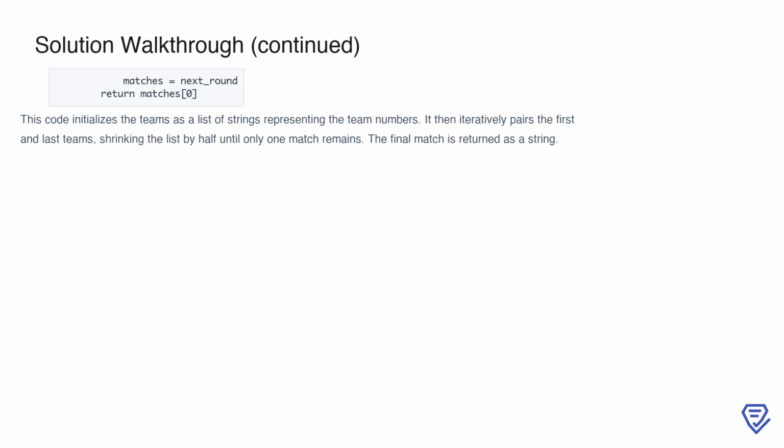Within each iteration, it pairs the first and last teams, the second and second to last, and so on, storing these results as strings in a new list called next_round. Once all pairs have been processed, the matches list is updated to next_round, effectively reducing the list size by half. This process repeats until there is only one match left in the matches list. At the end, the final match is returned as a string. This approach efficiently implements the pairing strategy and ensures the contest matches are generated correctly for any given n.